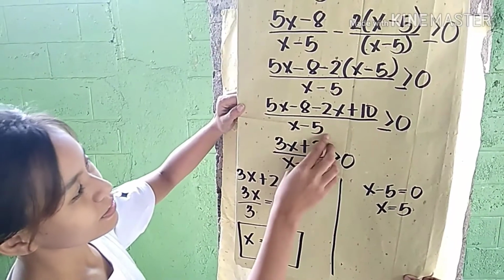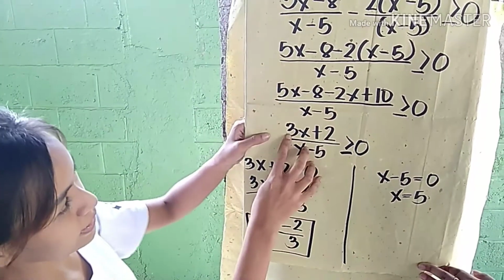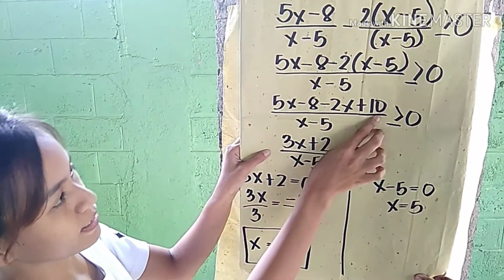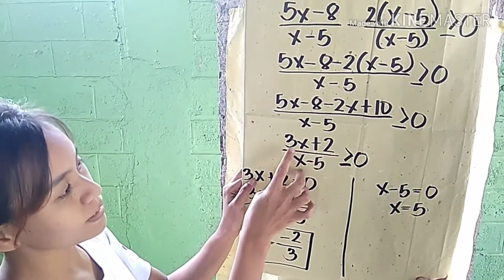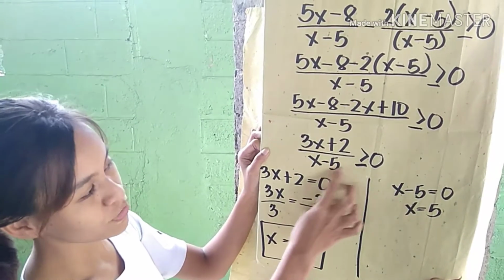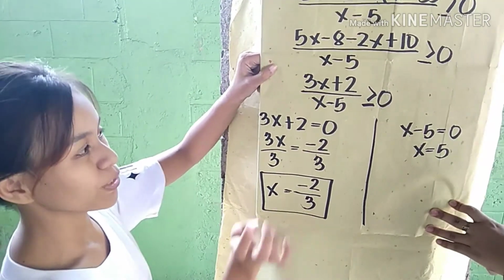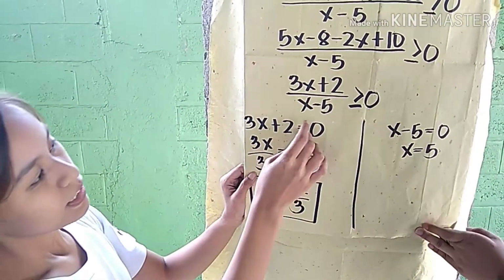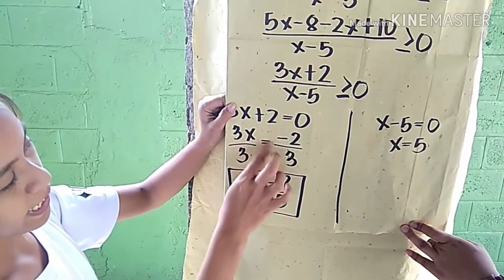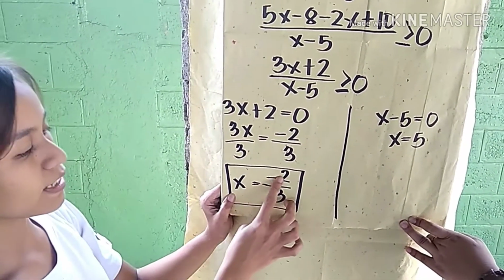So here we have to combine similar terms. So 5x minus 2x is equal to 3x. So plus 2, because negative 8 plus 10 is positive 2. So 3x plus 2 over x minus 5 greater than or equal to 0. And then we have to equate both the numerator and denominator to 0. So 3x plus 2 equals 0. 3x over 3 equals negative 2 over 3. And then x equals negative 2 over 3.